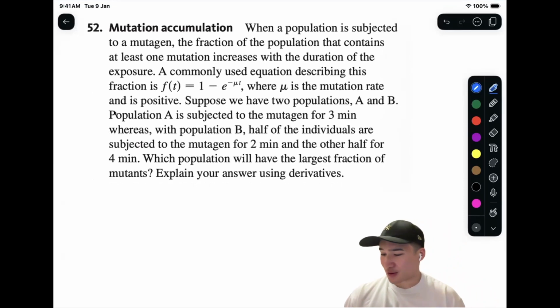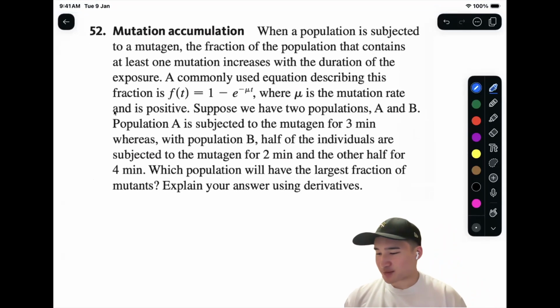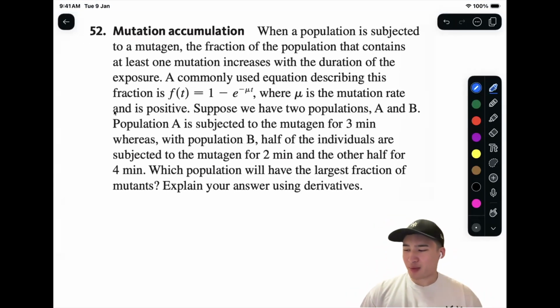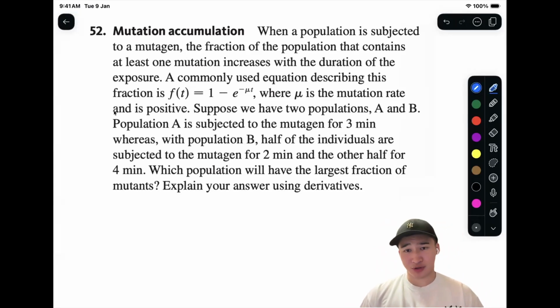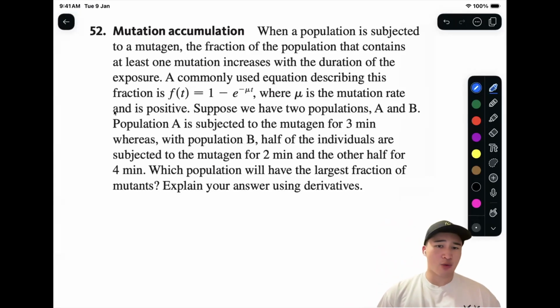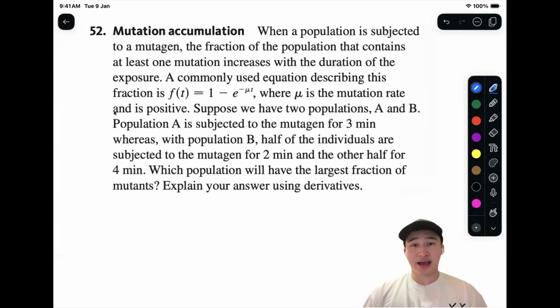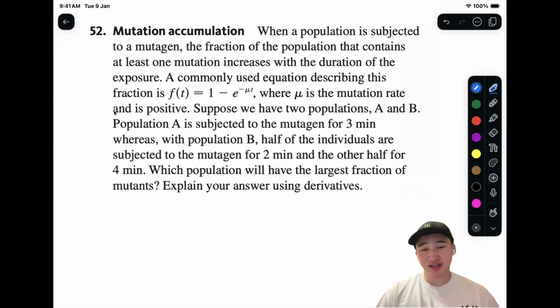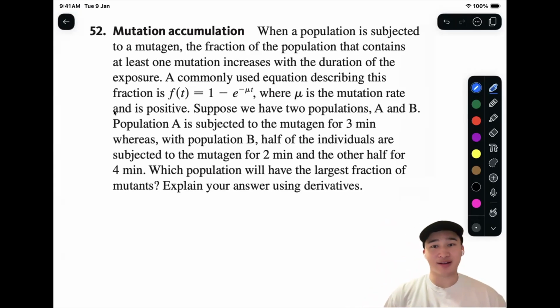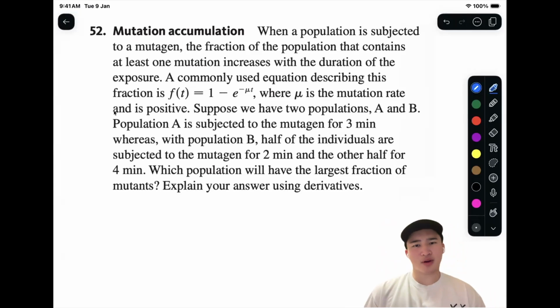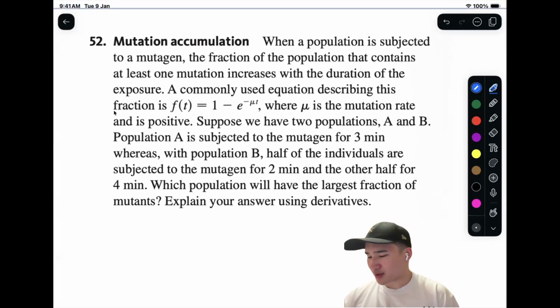So first of all, let's take a look at this question together, right? It says mutation accumulation. When a population is subjected to a mutagen, the fraction of the population that contains at least one mutation increases with the duration of the exposure. What that means is, let's say you have a population of 100, and maybe one guy got contaminated, and so the fraction becomes 1/100. And as time progresses, that fraction can get bigger and bigger because everybody starts getting contaminated. The same thing happened with the pandemic. That's basically what they're saying.